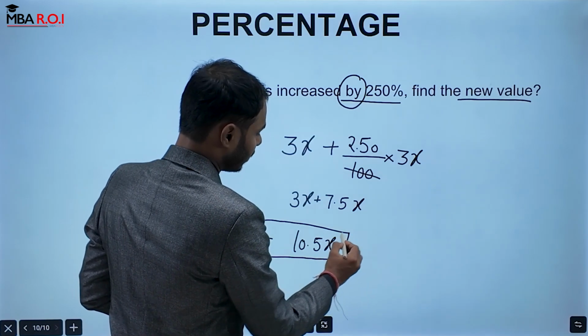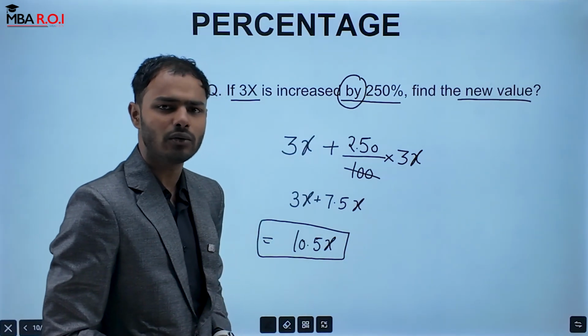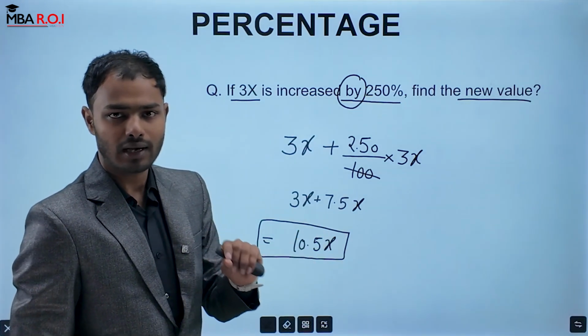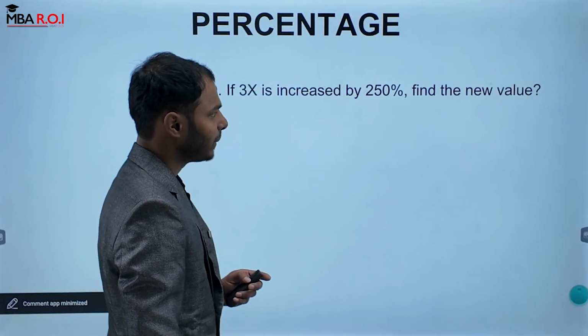So if you simplify your answer as well, it will also be 10.5x. If you got 21x by 2, that is also correct because that also equals 10.5x. I hope this is also clear. Now let's move on to the next part.